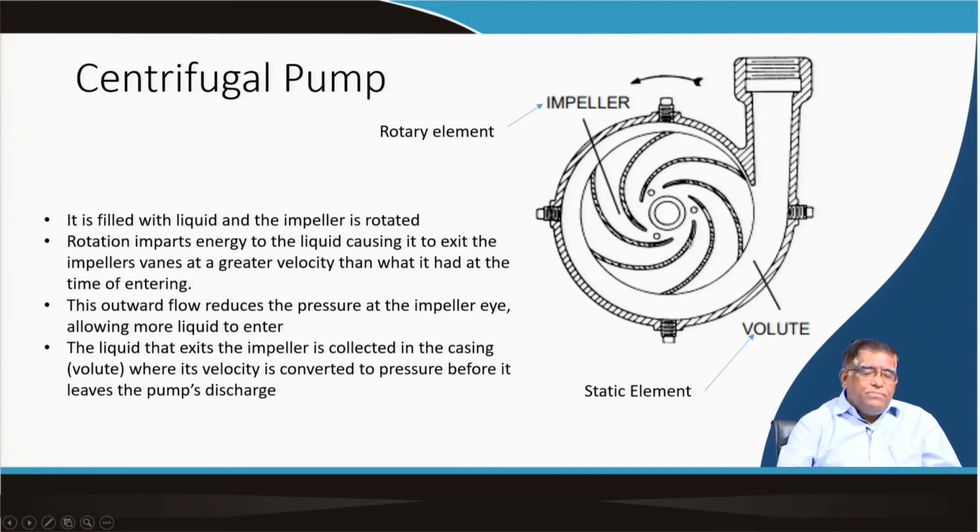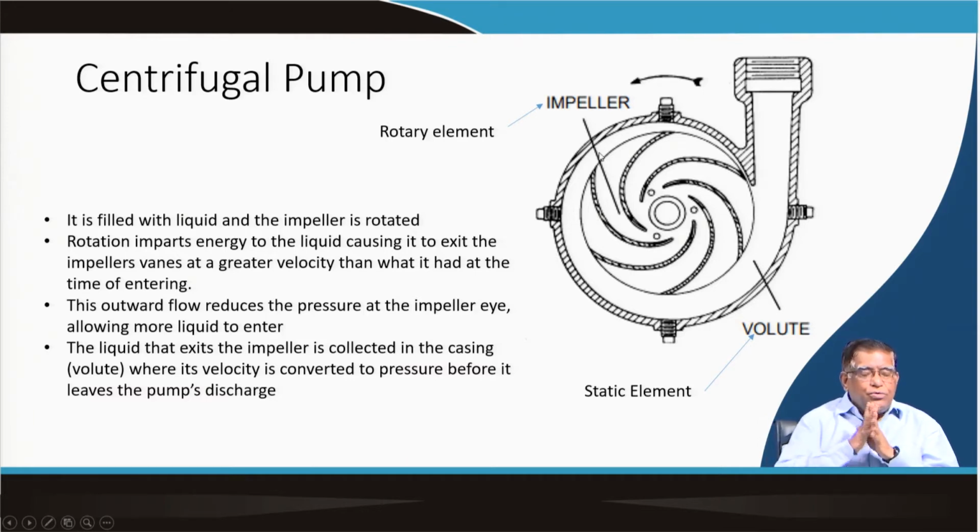You can see here that initially this whole thing will be filled with water and then the impeller will be rotated. The rotation will impart energy to the liquid, causing it to exit the impeller's vanes at a greater velocity than what it had at the time of entering. The velocity which was here and the velocity which is here, that velocity will be gained over here.